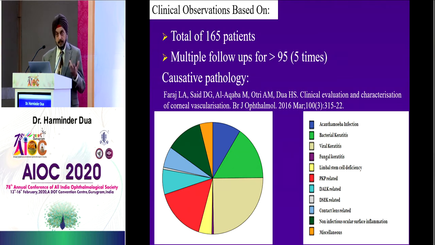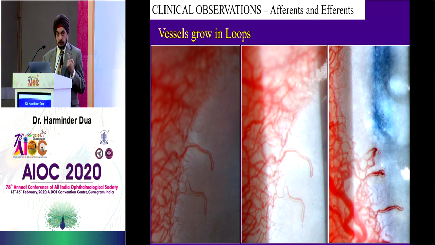Now, when you look at a vessel, you will find that these corneal vessels always grow in loops. There's an afferent and an efferent. The afferent is the artery, and the efferent is the vein. Unlike in the nerves, when you say afferent is the optic nerve taking message from the periphery to the center, in the blood vessels, it's the opposite. The afferent is the artery, remember AA, and the efferent is the vein. They always grow in loops, and one loop you will find is thinner and the other loop is thicker. So one's the afferent, one's the efferent.